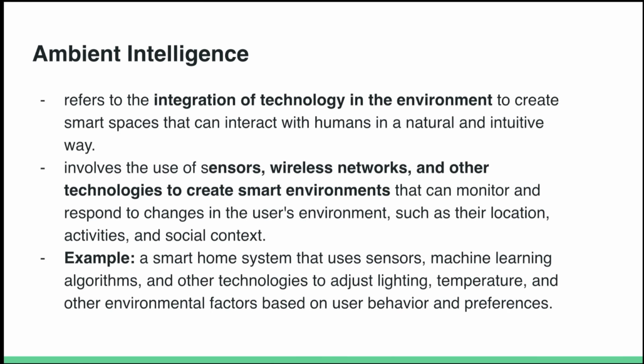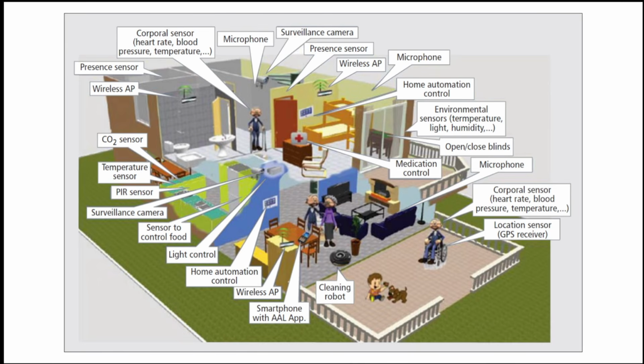It involves the use of sensors, wireless networks, and other technologies to create smart environments that can monitor and respond to changes in the user's environment. So if you think about a smart home system that uses sensors, machine learning, and other technologies to adjust lighting, temperature, and other environmental factors based on user behavior and preferences, basically taking the ambient factors into account and using machine learning to change the environment accordingly, that's ambient intelligence.